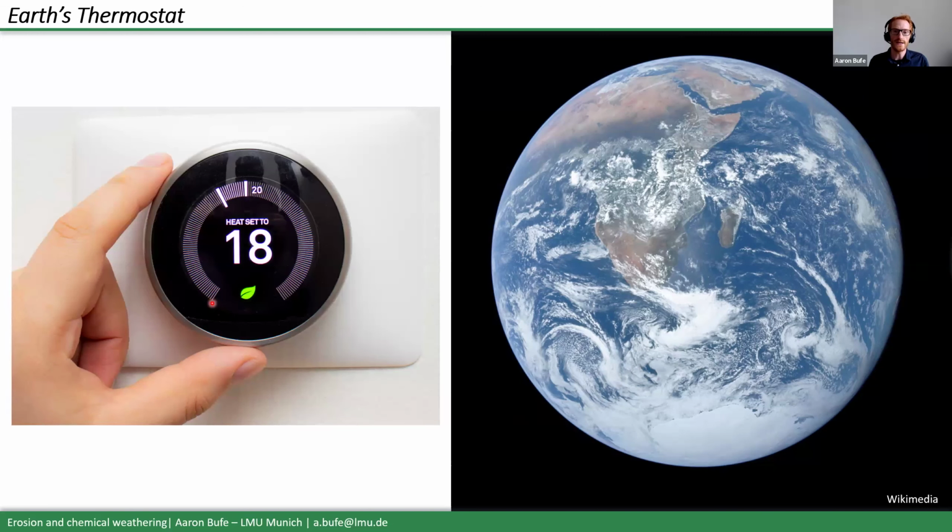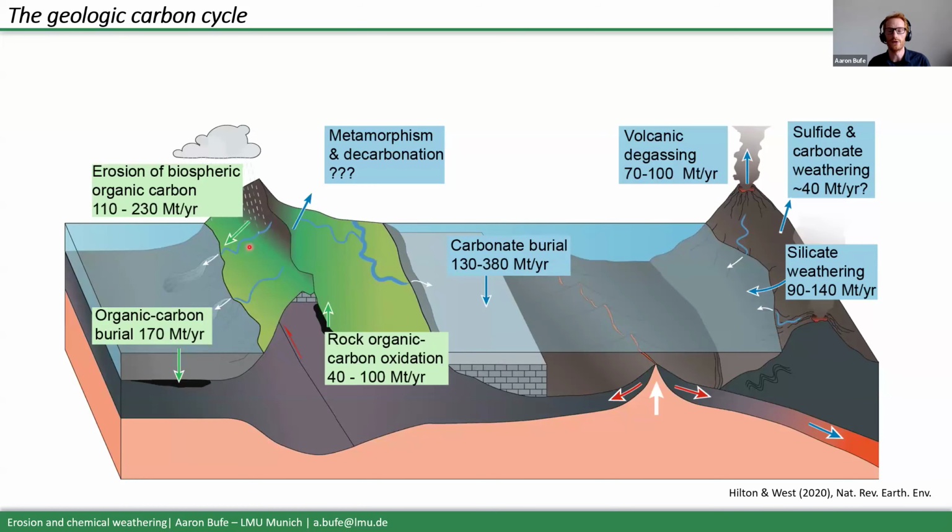And so the idea is that Earth has some sort of thermostat, which is depicted here. This is the model idea that there are mechanisms, or a suite of mechanisms, that manage to keep Earth's climate relatively stable. To delve into this, let's first look at the major components of Earth's carbon cycle over geologic timescales. Here are some of the key pieces.